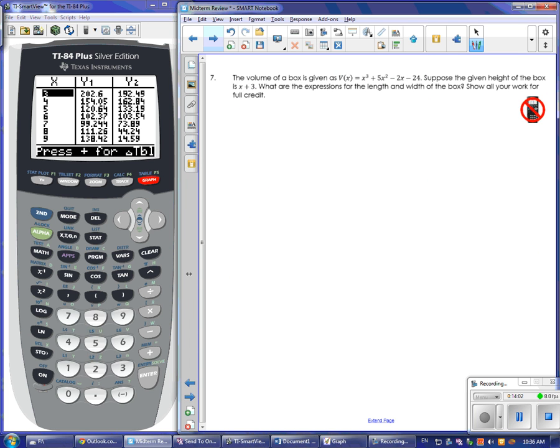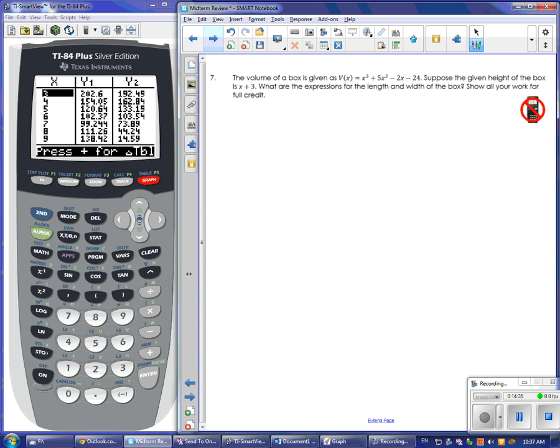All right, number 7 is very similar. Another box situation where you're given the volume, and again, it's in standard form. I'm not missing any terms. It says, suppose the given height of the box is x plus 3. What are the expressions for the length and the width of the box? So the way that this is written, I can tell that x plus 3 should divide evenly into v of x, because I should be able to determine the length and the width from here. So if I end up with a remainder, this should be an indication that I've done something wrong. So I should not get a remainder.